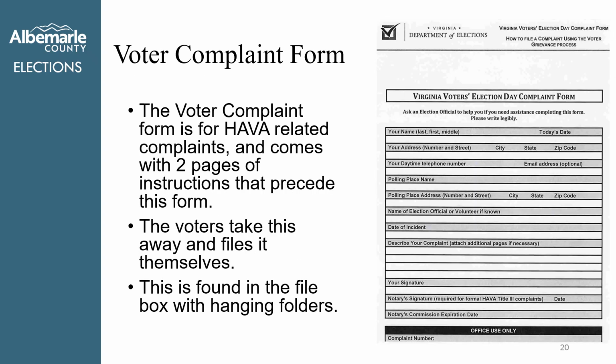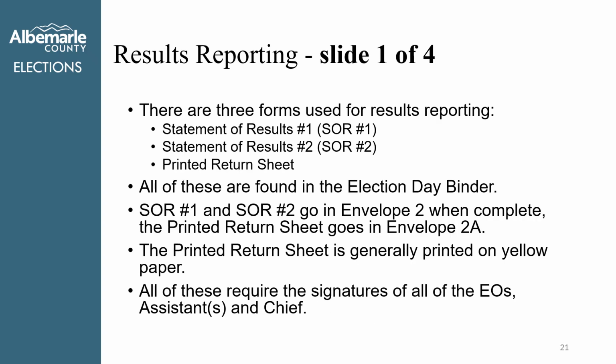The voter complaint form is for HAVA, Help America Vote Act, related complaints, and comes with 2 pages of instructions that precede the form. The voters take this away and file it themselves. This is found in the file box with hanging folders. So if you have a voter who wants to complain, this is what you give them.